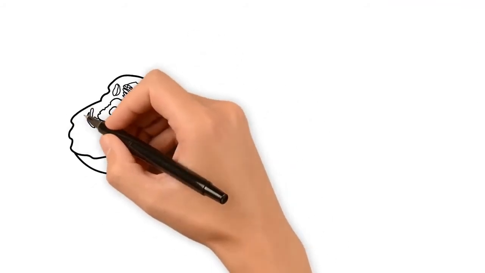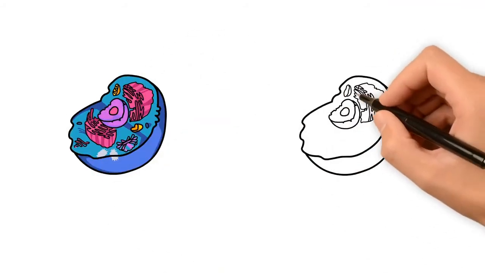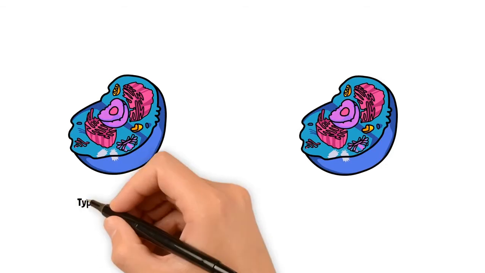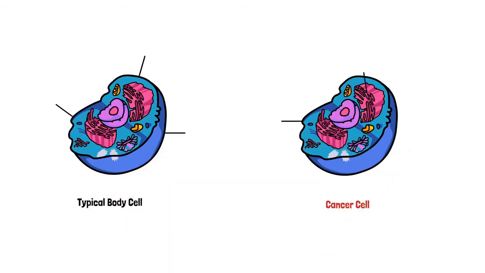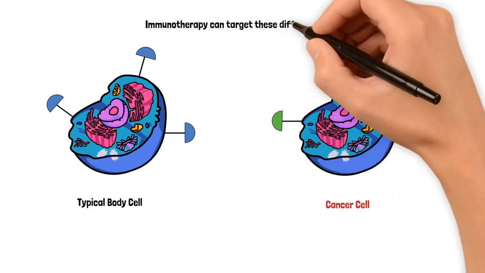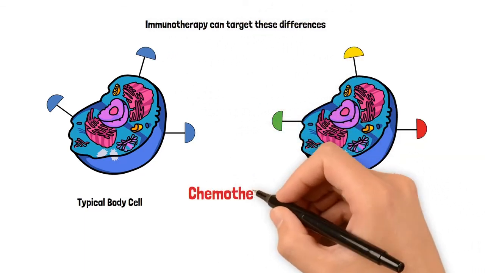Sometimes cancer cells have a different mix of glycoproteins on the cell membrane from the typical body cell. If this happens, the immune system can be used to attack and destroy the cancer cell. This treatment is called immunotherapy and in the future may replace chemotherapy for the treatment of cancer.